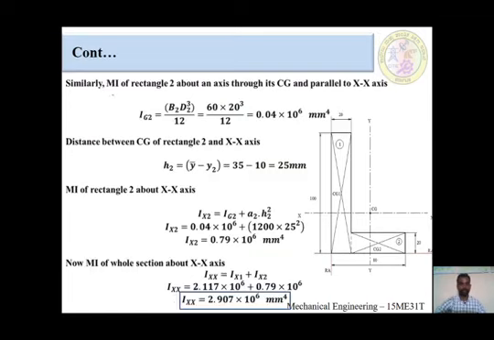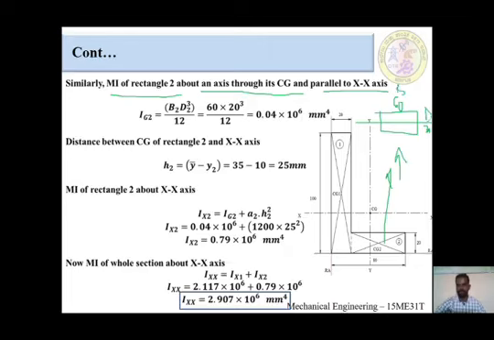Secondly, we have to calculate the moment of inertia of rectangular 2 through its center of gravity and parallel to the x-axis. The same thing we have to follow. I am taking this component outside. This distance is 60 and this distance is 20. The x-axis is this one. We have to look from this side. First we get the B value, 60, second the D value, 20 cube divided by 12. We will get 0.04 into 10 raised to 6 millimeter raised to 4. This is the value of Ig2, the second component or rectangular 2.